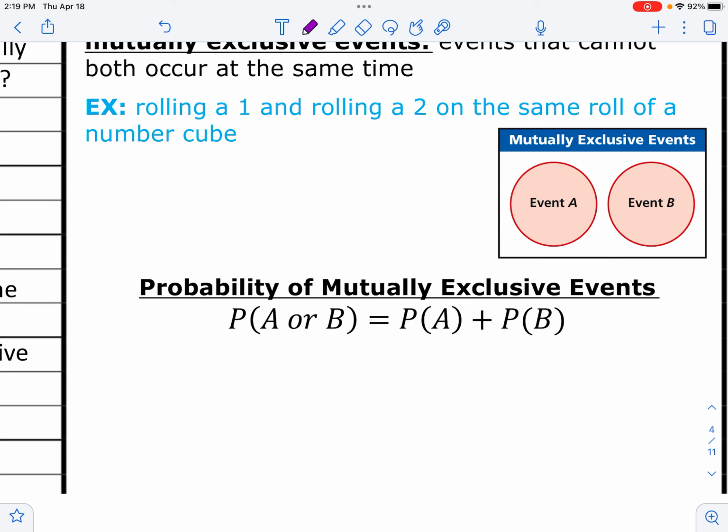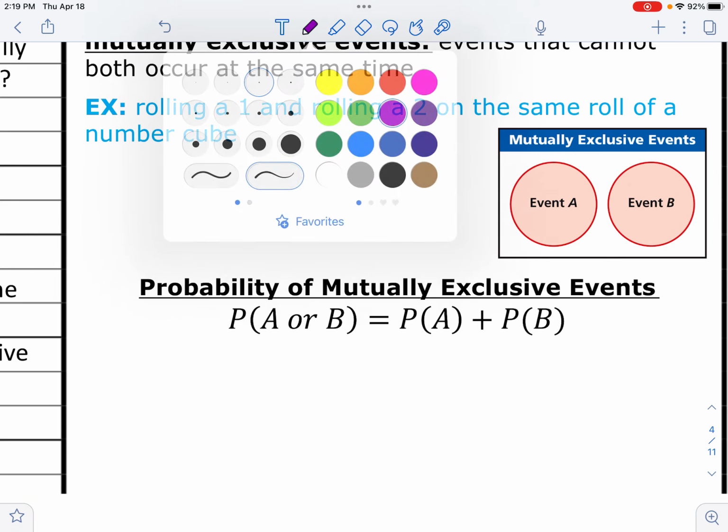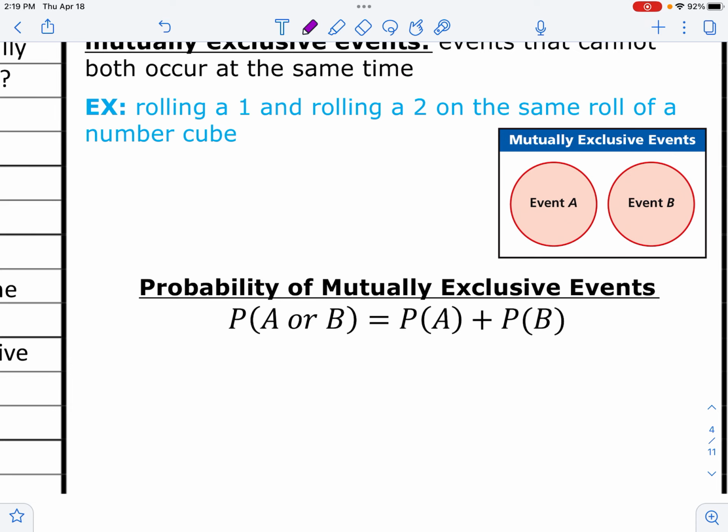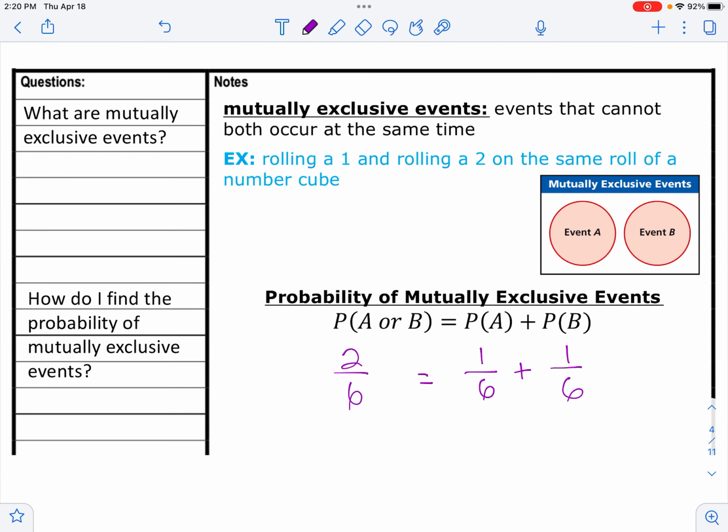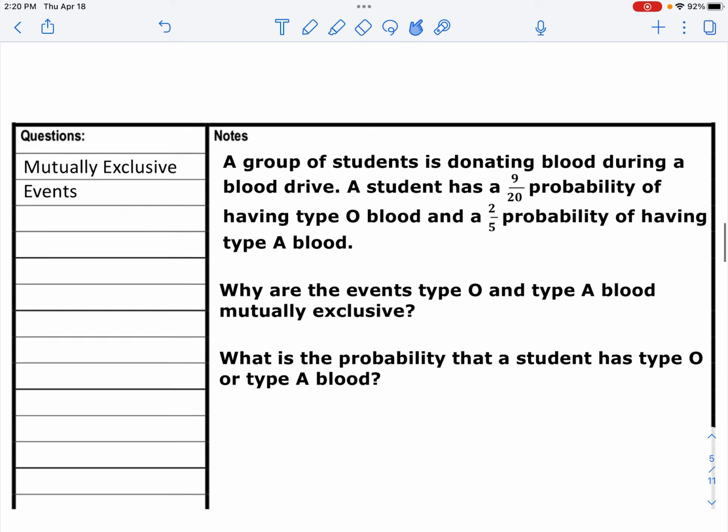So if I say, all right, what's the probability of rolling a 1 or a 2, you probably understand here that I would just need to add those together. So what's the probability of rolling a 1? You would say 1 out of 6. What's the probability of rolling a 2? 1 out of 6. So getting a 1 or a 2 should make sense to you that the probability is 2 out of 6, right? And that's all there is to it. So you've done that before. So if it's mutually exclusive, you can just add them together. Okay.